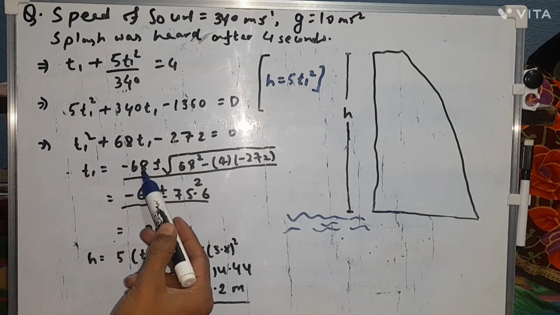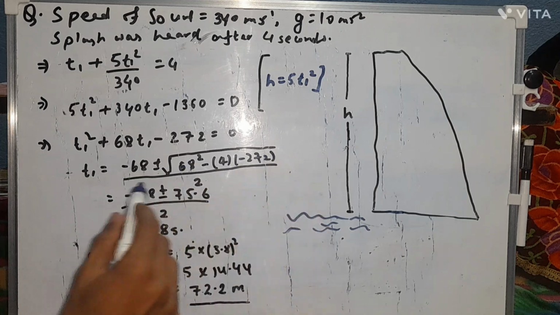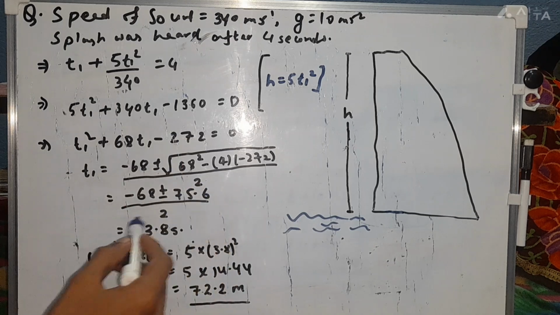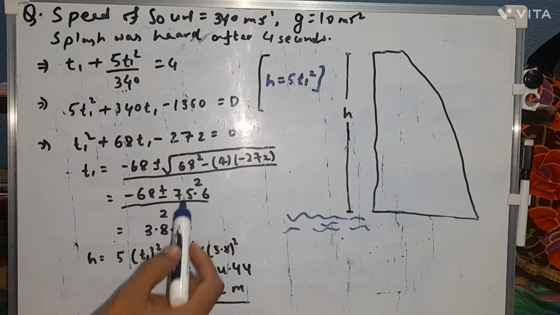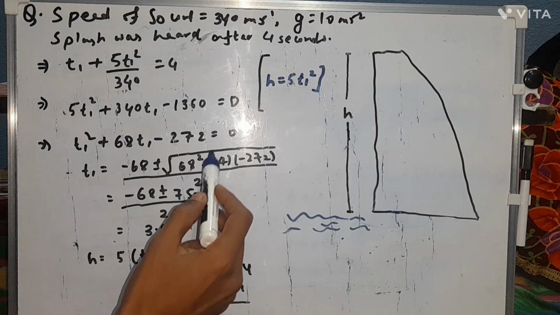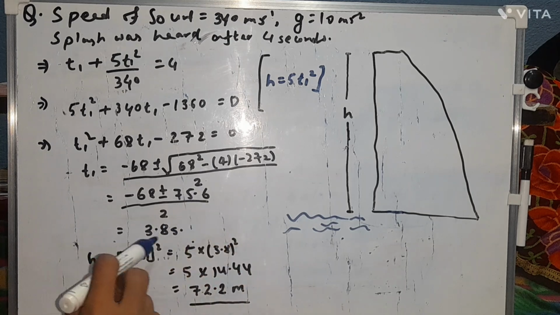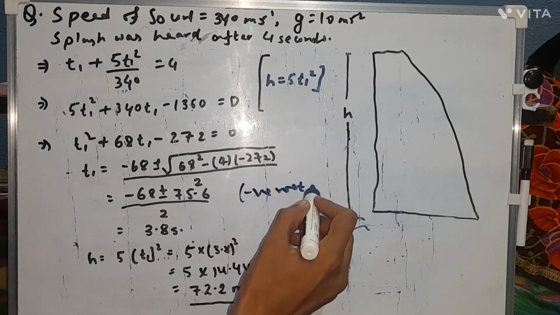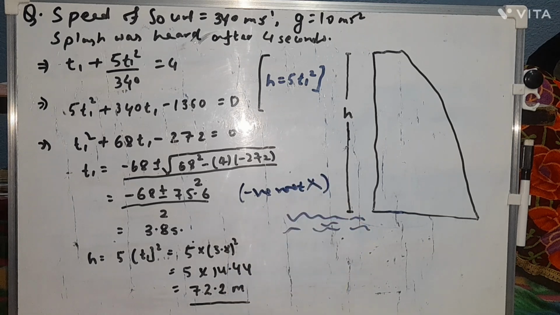Then we used the quadratic formula to find the roots of this equation, that is the value of t1, which is given by minus b plus minus square root of b square minus 4ac, divided by 2a. We put in the values of the coefficients a, b and c, and we got minus 68 plus minus 75.6, upon 2. We neglected the negative root, because it would give us a negative value of time, so it is not valid. That's why we have taken the positive value, and it is 3.8 seconds.